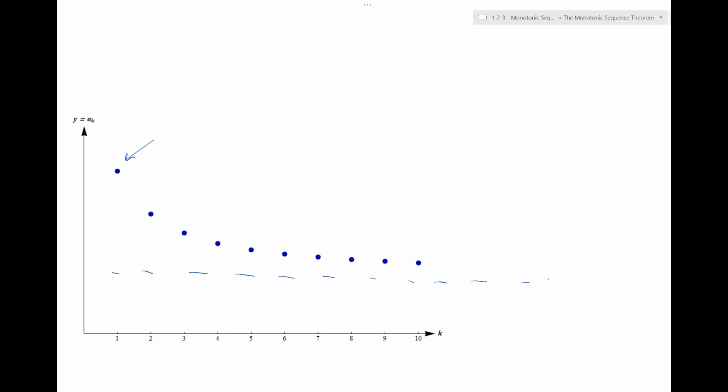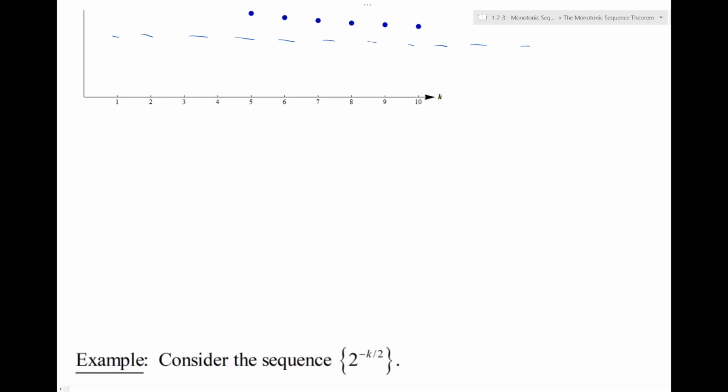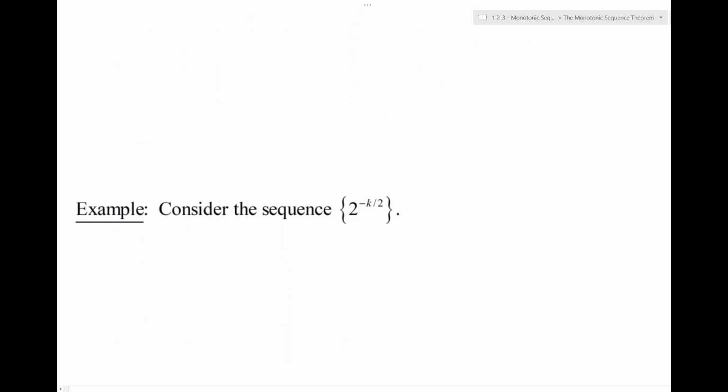So if we can identify whether a sequence is bounded and monotonic, then we don't even have to take the limit at all. We just, boom, end of story, use the theorem to conclude that it converges. So it's a short video. We're just going to look at a quick example of this. And so consider this sequence here, 2 to the negative k over 2.